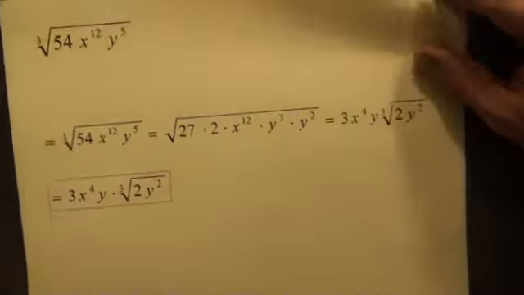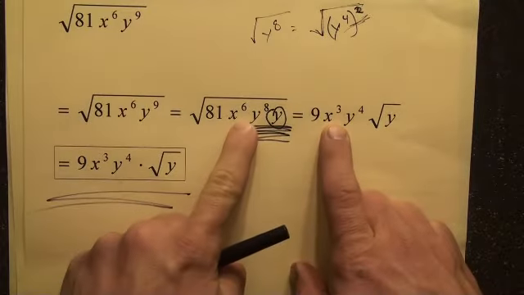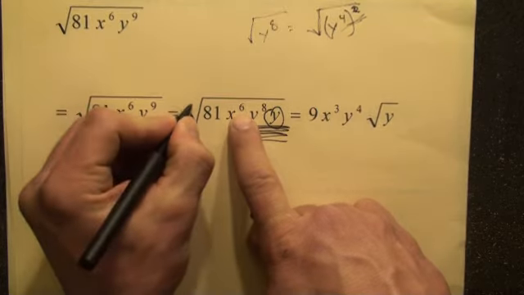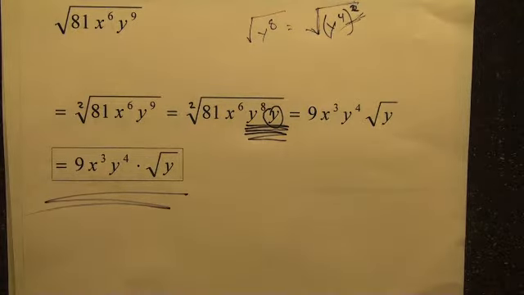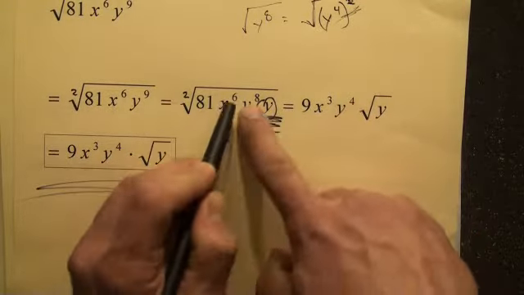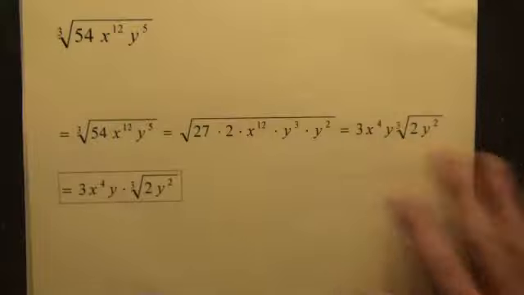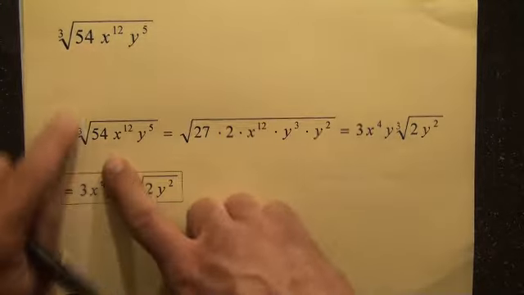Alright, cube root of 54, x to the 12th, y to the 5th. Now here's the trick on this. Why did this work out so nicely here? Because x to the 6th divided by 2, you were doing a square root. So the 8 divided by 2 and got 4. The 6 divided by 2 and got 3. What are you going to divide by this time? We're going to divide by 3. That's why we're going to rewrite this.